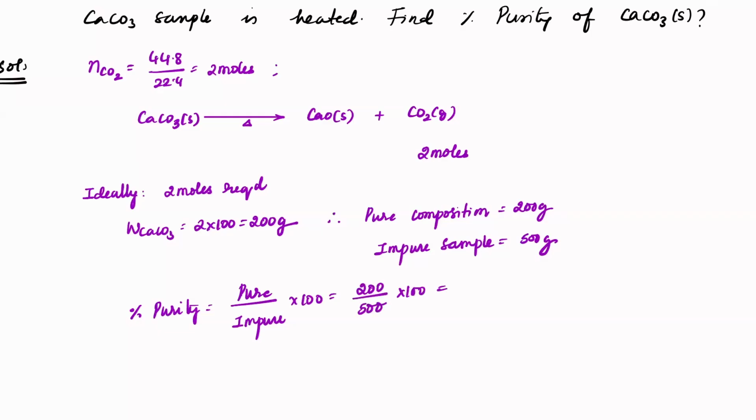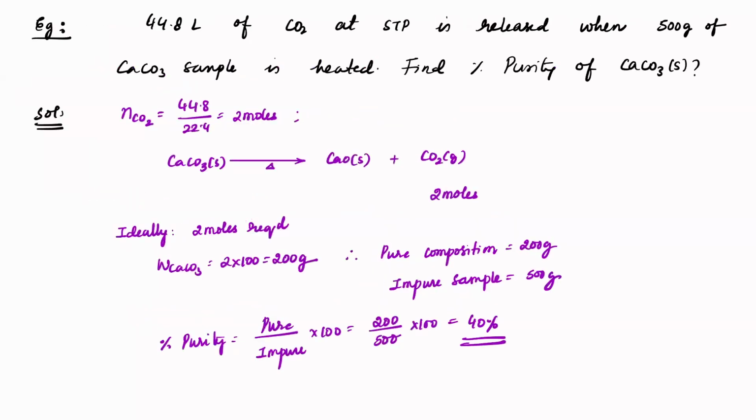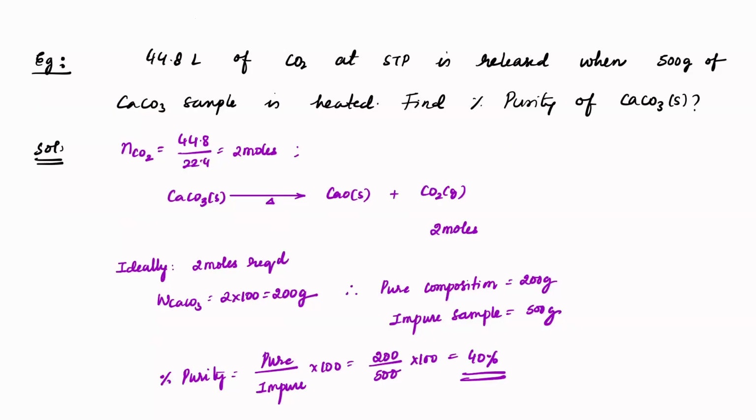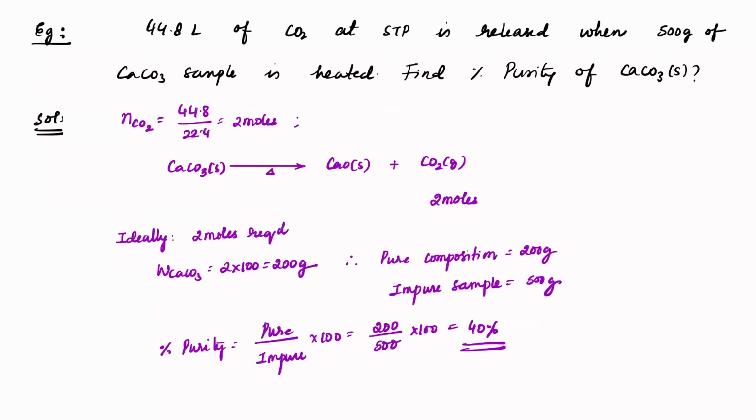Correct? Okay. So that makes it how much? 40 percentage. So the sample is 40 percentage pure. Clear, students? I hope you understood this part. No, just 1 second. Yeah.